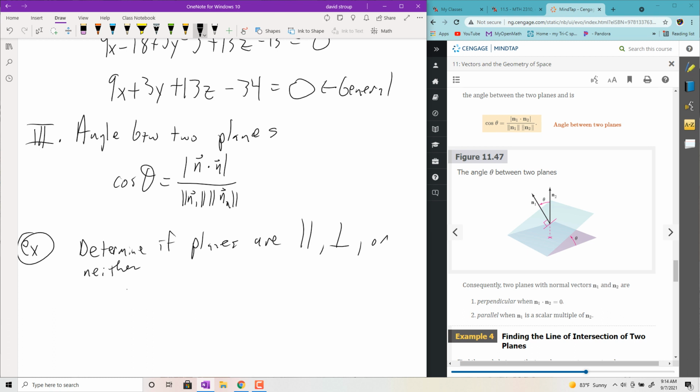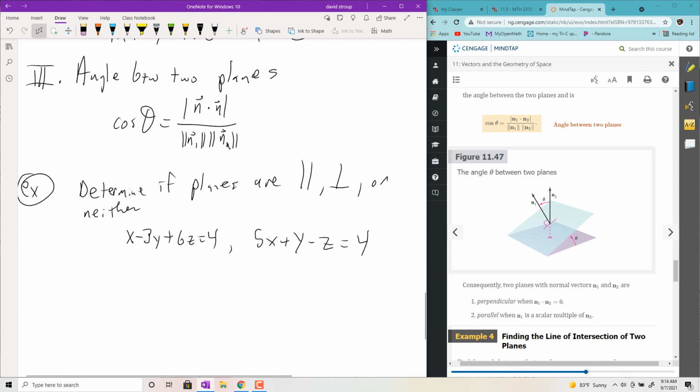And they give you two equations, x minus 3y plus 6z is 4, and the other, 5x plus y minus z is 4. If you're just given the equation of a plane, it's pretty simple to get the normal vector. You just look at the coefficients on x, y, and z. The first normal vector is 1, negative 3, 6. And the second normal vector is 5, 1, negative 1. Okay, so no big deal.